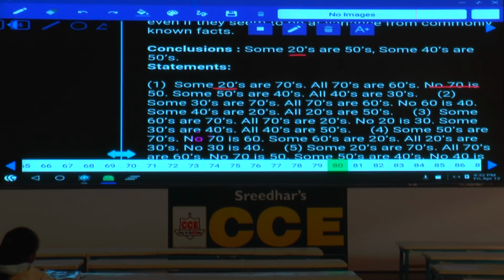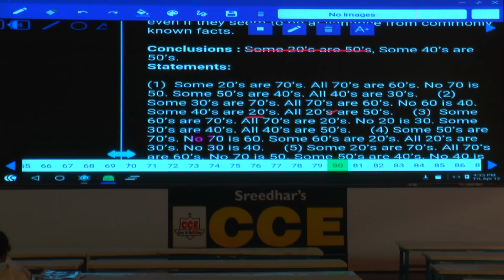Now in choice 2, all 70s, now the first one is what? Some 30s are 70s; 30 and 70 are nowhere present here. All 70s are 60s. Next one, some 40s are 20s. 20 is here, isn't it? And all 20s are 50s. All 20s are 50s means some 20s are 50s, definitely true, isn't it? From all 20s are 50s, I can definitely say some 20s are 50s.